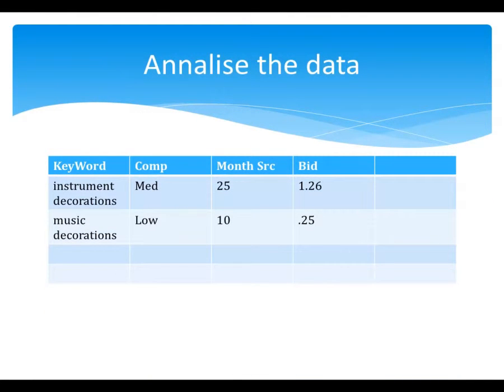You want to analyze the data. Basically, after I download my Excel spreadsheet, I will do something like this. I'll include first my keyword, my competition, my monthly search, and then the bid. This gives me the metrics that I need to decide on what keyword phrases to include in my articles.